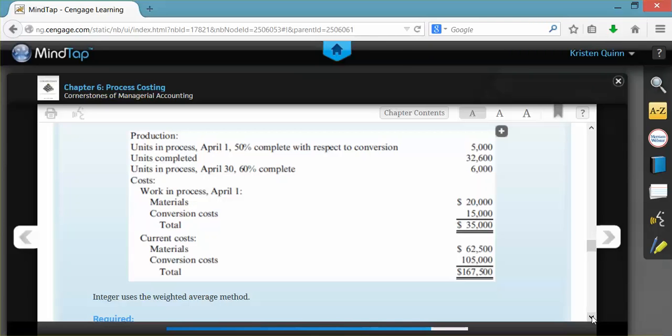Remember, with respect to conversion, they're talking about conversion cost. And we know that conversion cost includes direct labor and overhead. They then give us our cost for both materials and conversion for work in process and the current period.